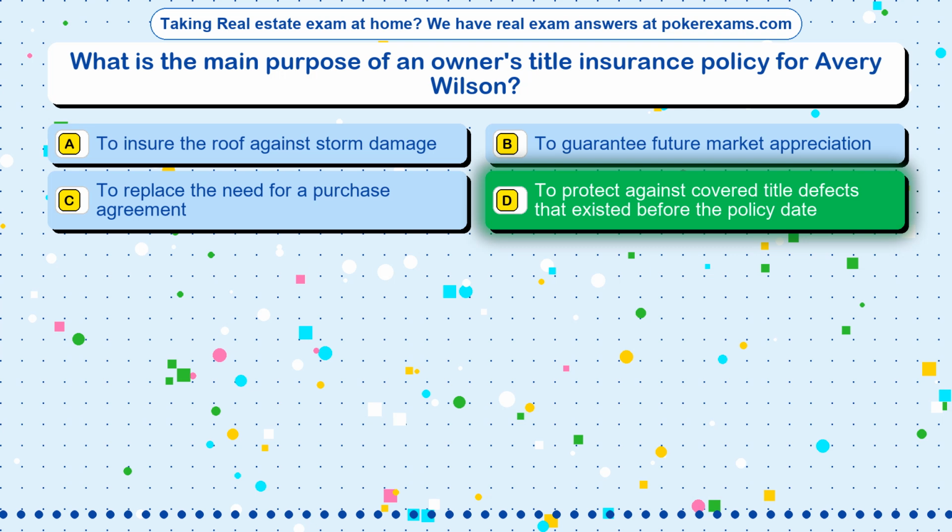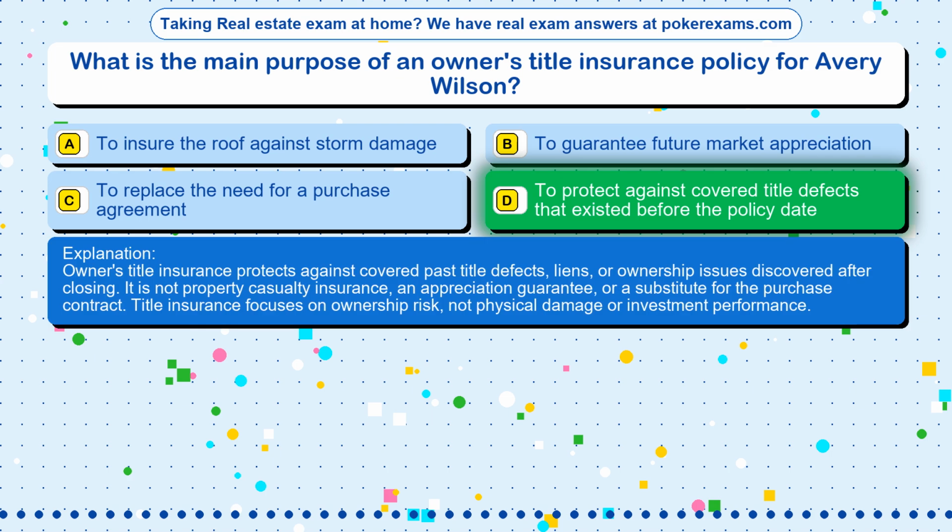The correct answer is option D, to protect against covered title defects that existed before the policy date. Owner's title insurance protects against covered past title defects, liens, or ownership issues discovered after closing. It is not property casualty insurance, an appreciation guarantee, or a substitute for the purchase contract. Title insurance focuses on ownership risk, not physical damage or investment performance.